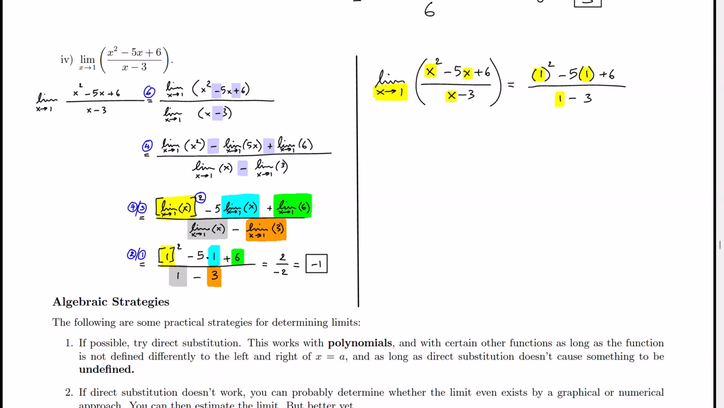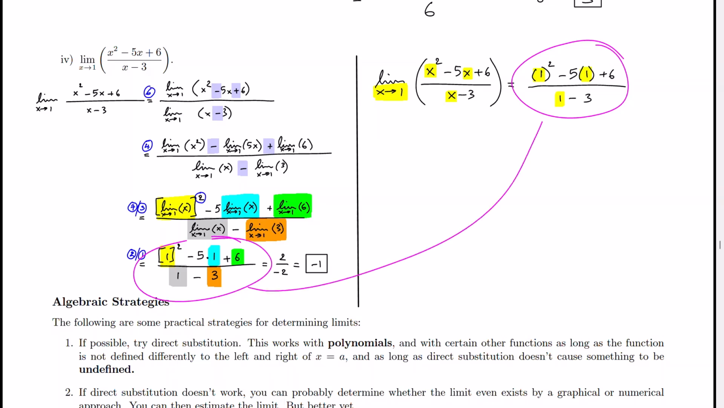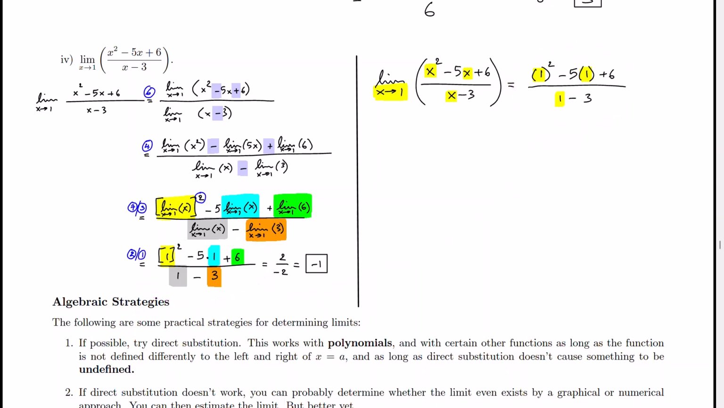And I don't know if you noticed, but this right here is exactly the same outcome that we got previously when we wrote out and spelled all the different theorems that allow us to manipulate. And obviously, we can now continue. PEMDAS says 1 squared, so I'm going to have 1. 5 times 1 is going to be 5, plus 6. All divided by 1 minus 3 is going to be -2. And 1 minus 5 is going to be -4, plus 6 is going to be 2. All divided by -2, which is -1 again.